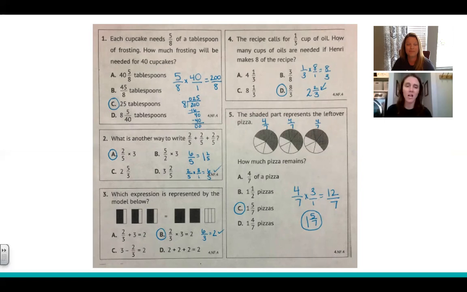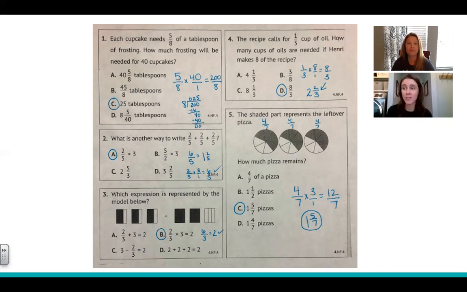All right, so number 3, this one is visuals. So you're looking at the picture, and it's kind of hard to see, so I'm going to look over at mine. You have 2/3, 2/3, and 2/3, correct? So that's saying 2/3 3 times. So that would be the same thing as saying 2/3 times 3. And I'm looking at the answer choices, and the only one that I see for that is B.